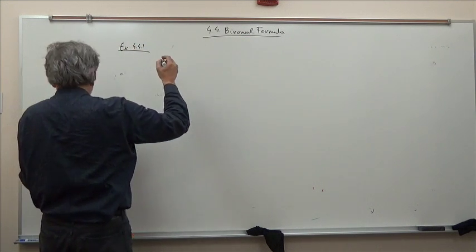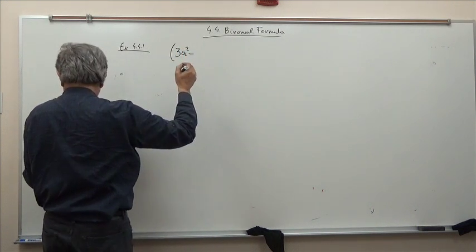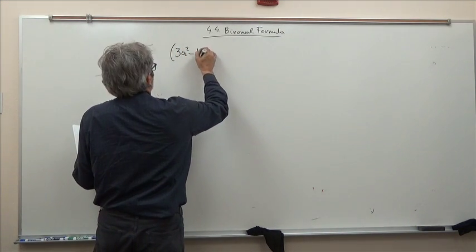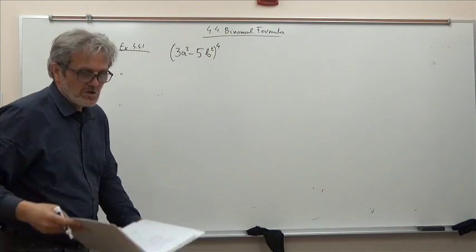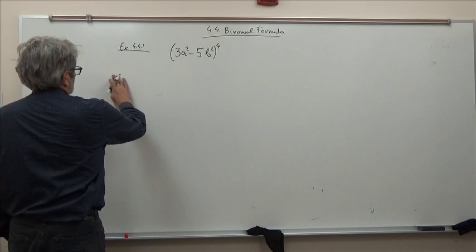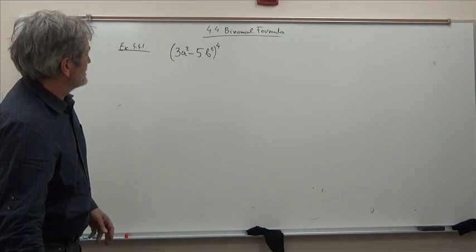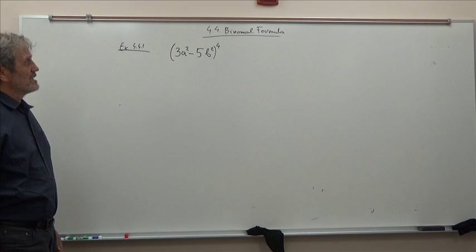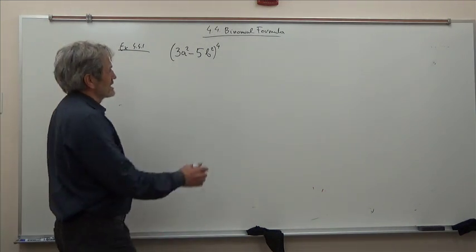441. How do you use this formula to get (3a² − 5b²)⁴? So how can you use it? Basically, I'm just plugging in the expressions, but since the formula is complicated, we want to make sure that we know how to apply it correctly.